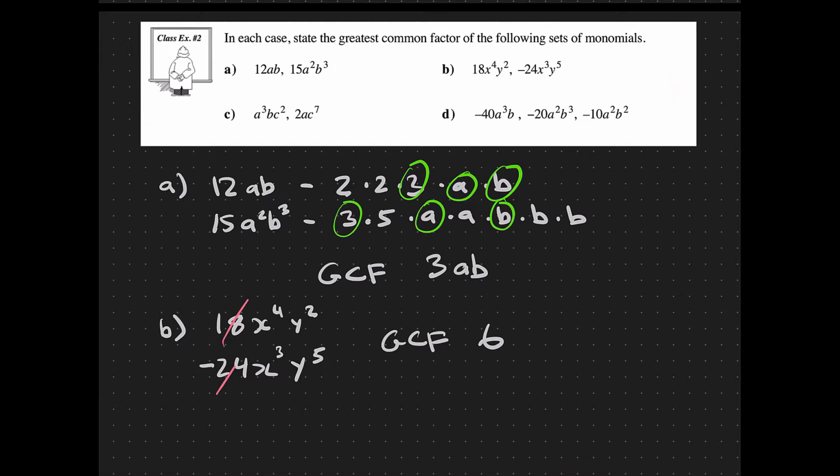Now, how many x's are common? Well, there are 3 x's in the bottom one, and there are 4 up here, so really we only have 3 common x's. And how many y's are common? Well, I've got a 2 and a 5, so we only have 2 common y's.